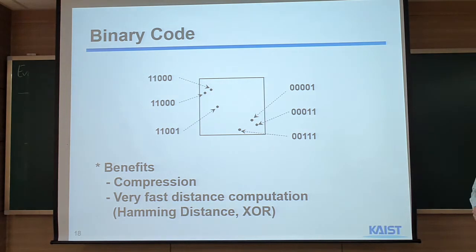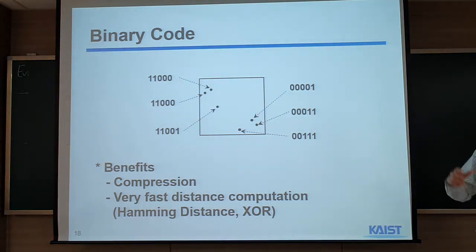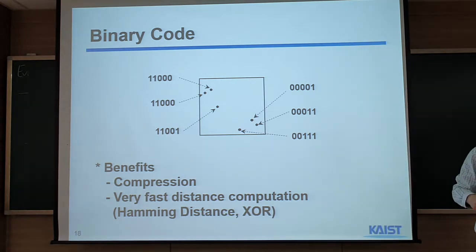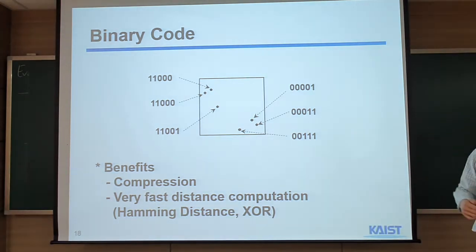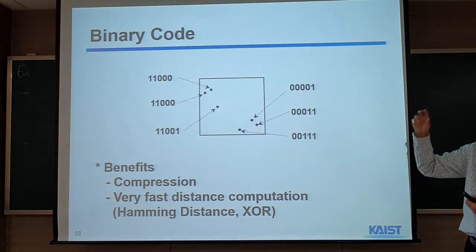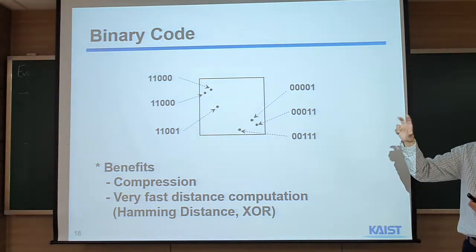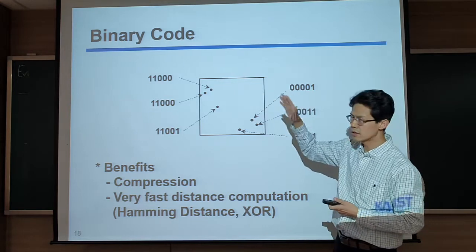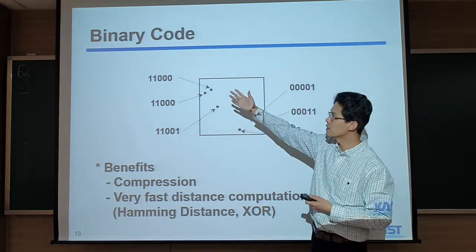So these are the benefits of using binary code. Recent technology uses this binary code instead of the original image descriptors. So again, we use the image descriptor instead of the raw RGB data, and then we even compress the image descriptor with this kind of binary code.